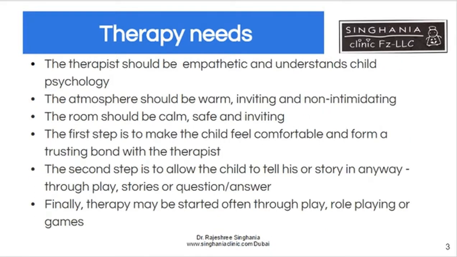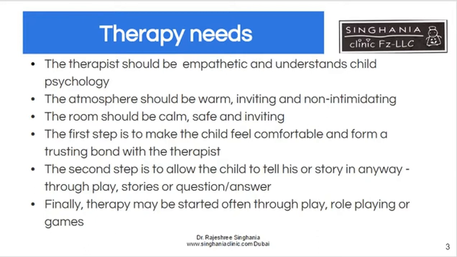So what are the needs for child therapy? The most important, of course, is a therapist, because it's the therapist with whom the child forms a bond. So the therapist should be empathetic, understand child psychology, should not be up there, should be able to talk at the child's level. The atmosphere in the room should be warm, inviting, and most importantly, not intimidating. The child should not be afraid to come into the room. So the room should be calm, safe, and inviting. Calm and safe. It has to be the child's safe space.